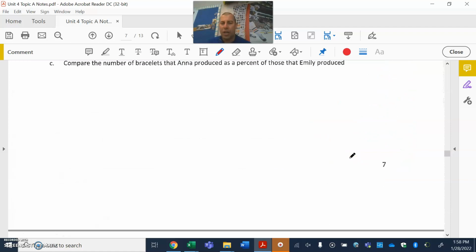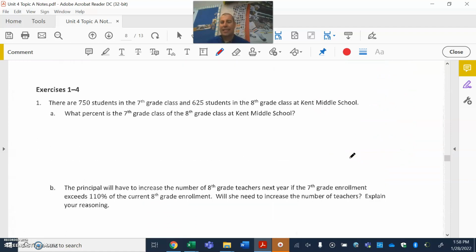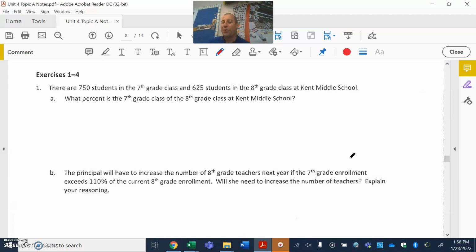Let's go down and look at one other one that we're going to end up seeing here, in the exercises 1 through 4. So, part A. There are 750 students in the 7th grade class, 625 students in the 8th grade class at Kent Middle School. All right, what percent is the 7th grade class of the 8th grade class at Kent Middle School? Okay, I have an issue with trying to figure out who's the part, who's the whole. It can frustrate me. So that's why I like this other technique here, because it pops. What percent? I don't know. You get X. Is, that's an equal sign.